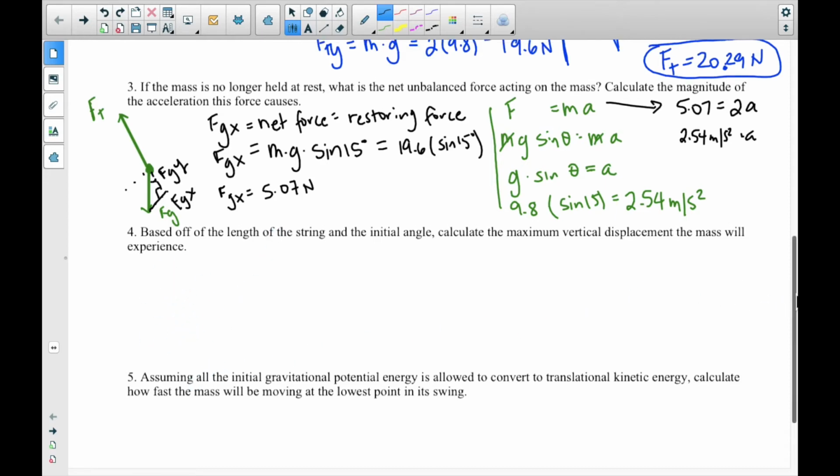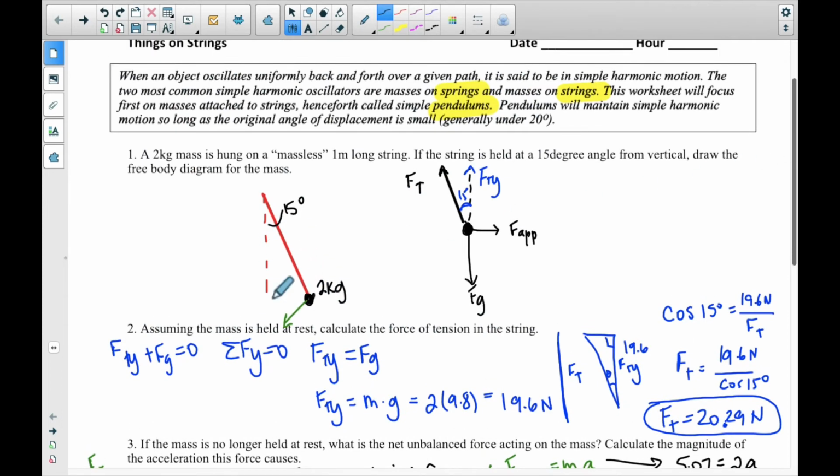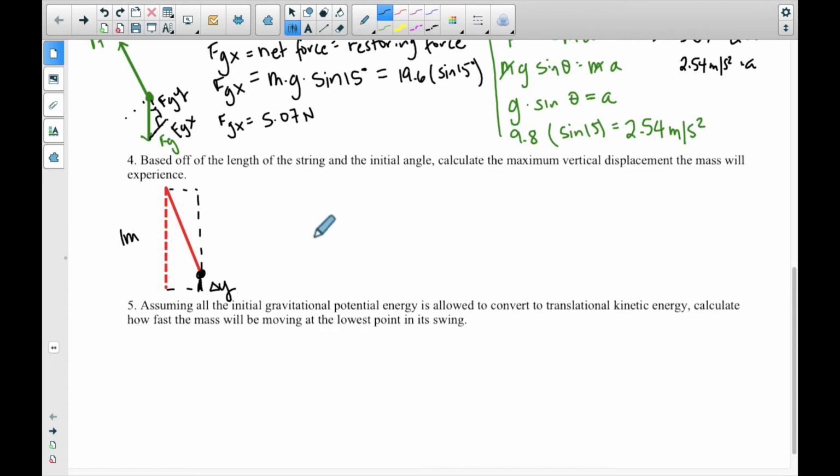Actually, no, maybe not even the free body. I'm going to draw this diagram, and I'm going to replicate it down here. Do you remember we did this before in first semester? If this string came straight down, it would be 1 meter long. If we pull to the side, guess what? It is still 1 meter. It's just at an angle.